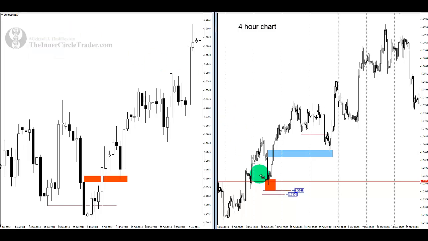Not that you need this, not that you have to have these in your setups, but this is your Fibonacci, from the very low all the way up to the high. You see that? And the 62% retracement level comes just a little bit below it.